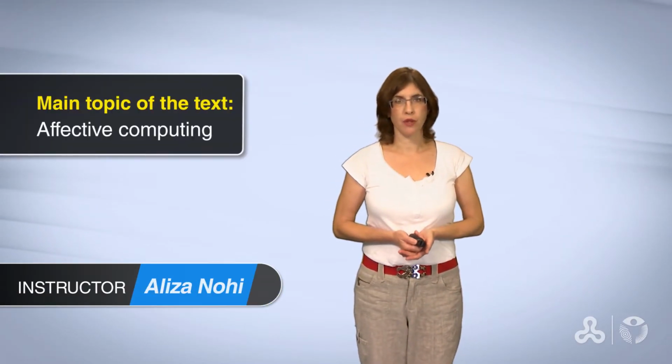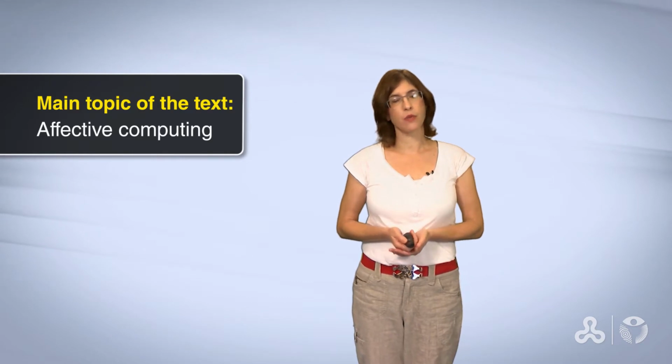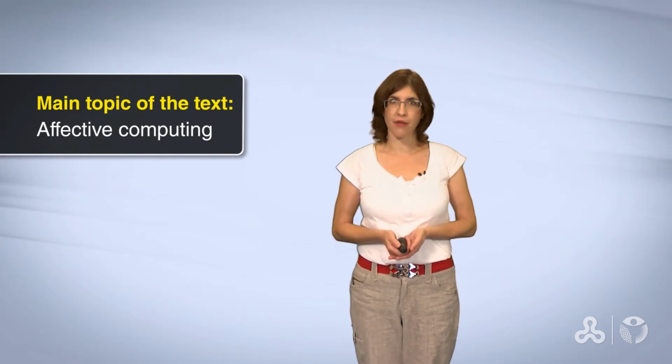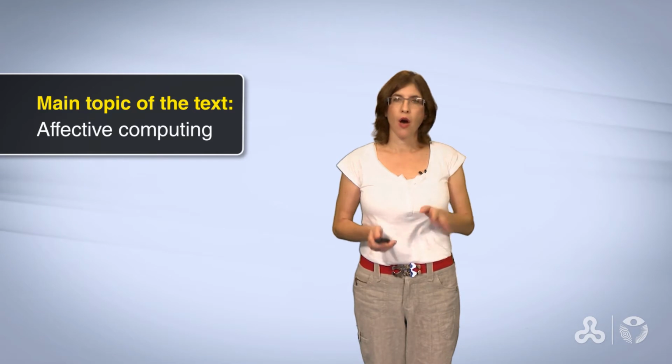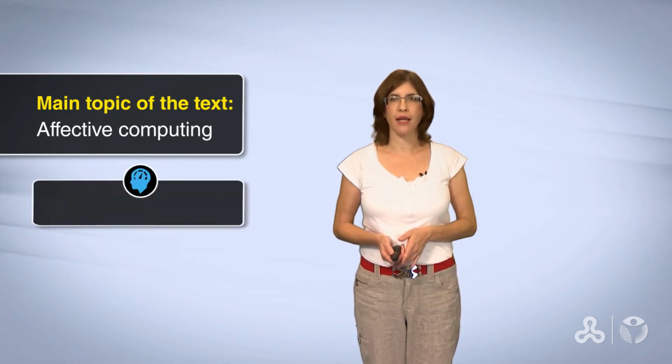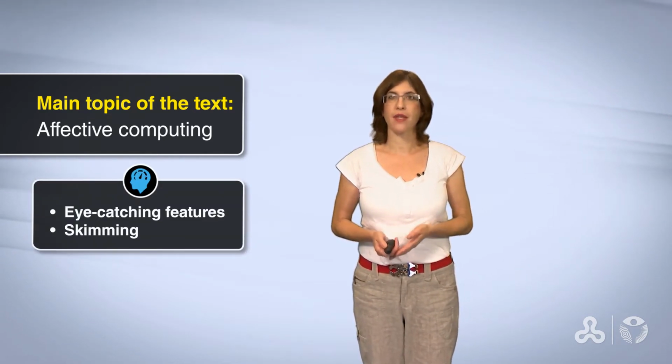In the last lesson, we spoke about effective computing and predicted that this will probably be the main topic of the text. All this we learned from the eye-catching features and the skimming. Now we will start close reading the text. No shortcuts here, אין כאן קיצורי דרך, we have to start reading. But our reading will be much more effective now.